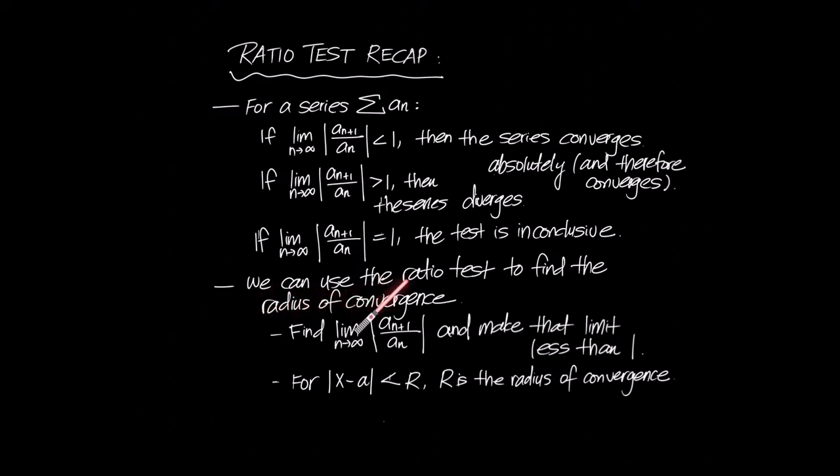We can also use the ratio test to find the radius of convergence by finding this limit and making it less than 1. So the examples earlier in this video show you how to do that.